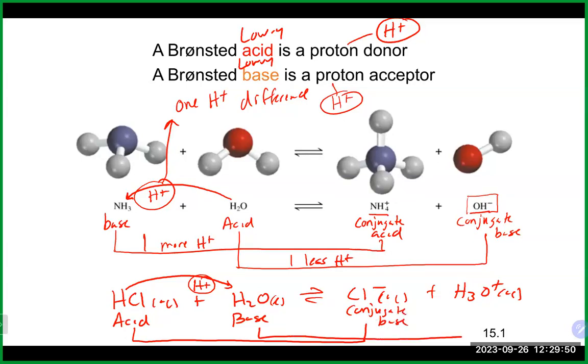This would be our base, and this would be our conjugate acid. And once again, the only difference is the one H plus difference. So this is why in the case of something like hydrochloric acid, which is actually a strong acid, when it goes for a swim, pretty much 100% breaks apart into its ions. And you can show that by including water in the equation. But again, you don't need to.